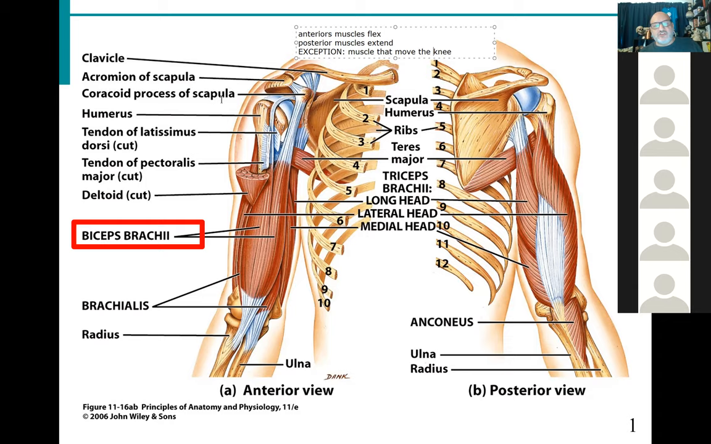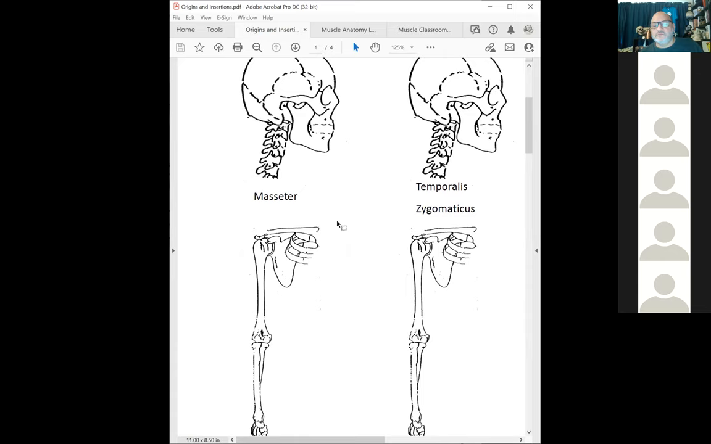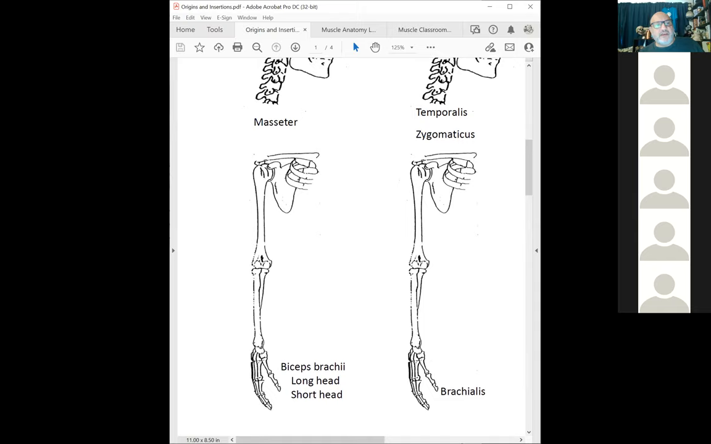So let's switch to our bone handout. And let's make this a little bigger. Excellent. Now, biceps brachii, of course, means what? Two-headed in the upper arm region. And if we have two heads, what else do we have? Two heads or two bellies. That means that we have two origins. Excellent.